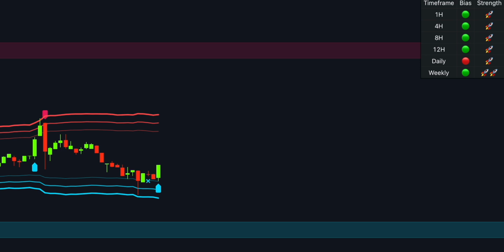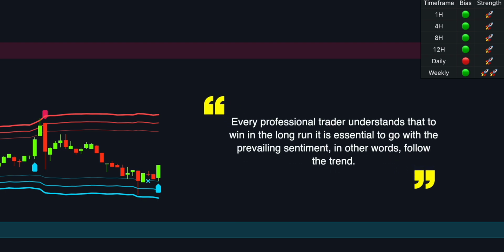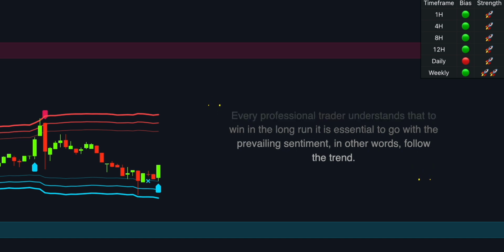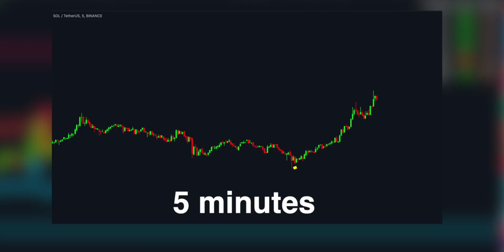Multi-time frame analysis shows you the bigger picture about price action you can't afford to miss. Every professional trader understands that to win in the long run, it is essential to go with the prevailing sentiment. In other words, follow the trend. The problem is, if you use shorter time frames for trading and your strategy involves following the trend, you cannot blindly rely on the trend in those time frames.